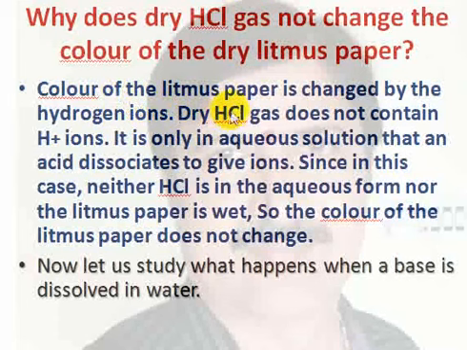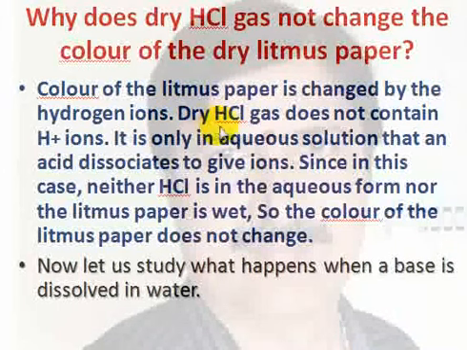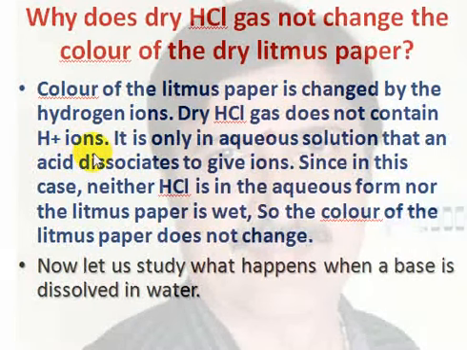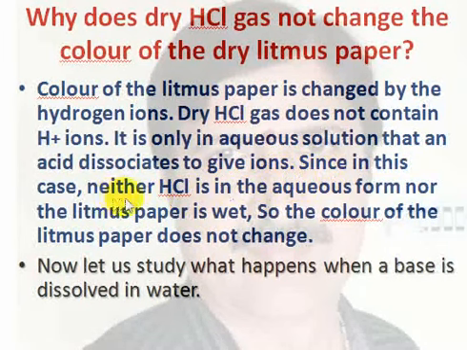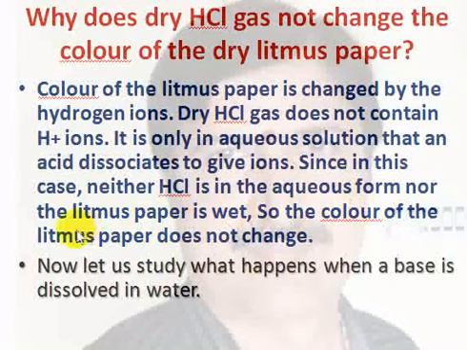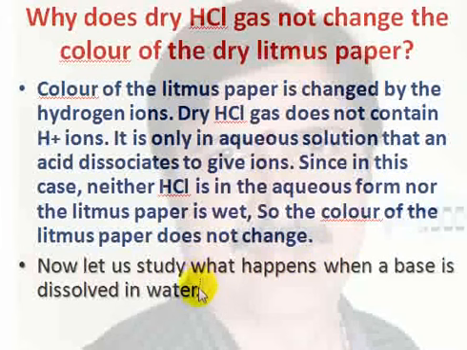The color of the litmus paper is changed by hydrogen ions. Dry HCl gas does not release H+ ions. It releases H+ ions only in aqueous solution. When HCl dissociates in aqueous solution, then only H+ ions are produced. Since in this case neither is HCl in the aqueous form nor is the litmus wet, the color of the litmus paper does not change.